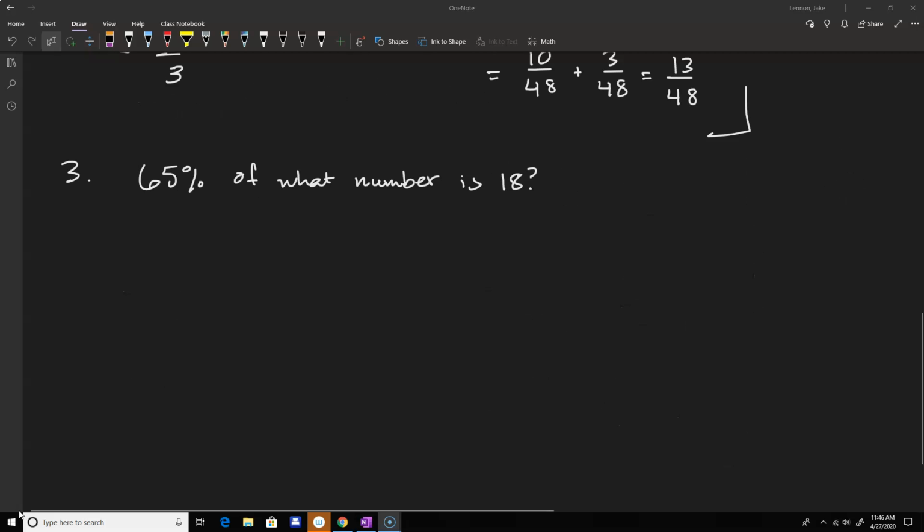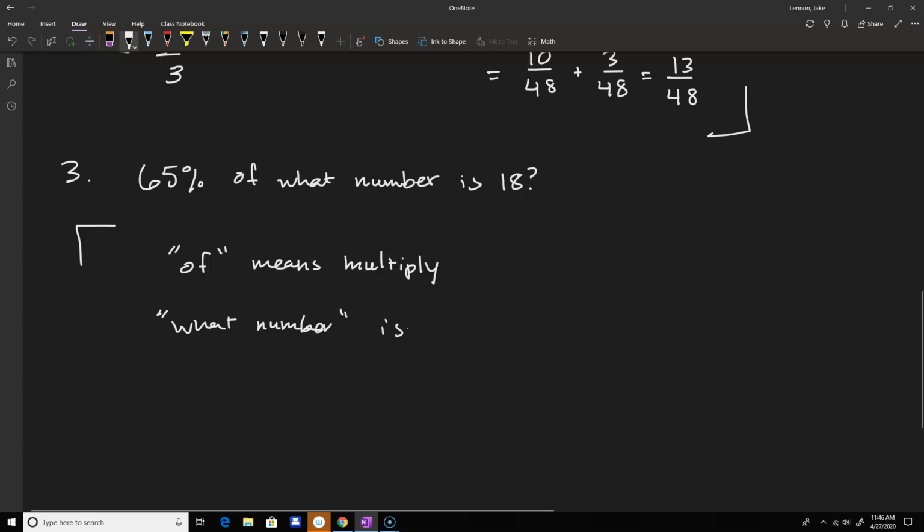Okay, so for number 3, we have a problem with percentages. We want to know 65% of what number is 18. So remember our key associations here. Of translates to multiply. What number is replaced by x, and is means equals. So with those associations, we can quickly translate this into an equation.